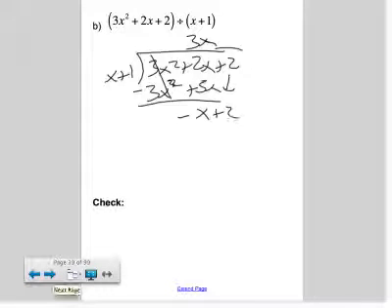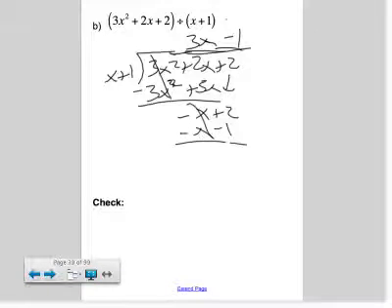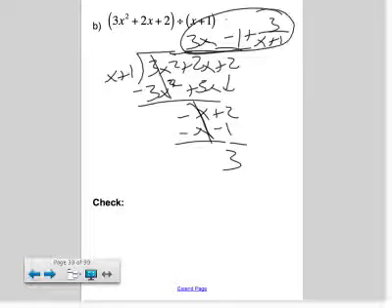Bring down the 2. x goes into negative x negative 1 times. Multiply: negative x, negative 1 times positive 1 is negative 1. So negative x minus negative x is 0, and 2 minus negative 1 is positive 3. So 3 is your remainder, so you do plus 3 over x plus 1. And so that's our quotient, or at least we think it's our quotient.